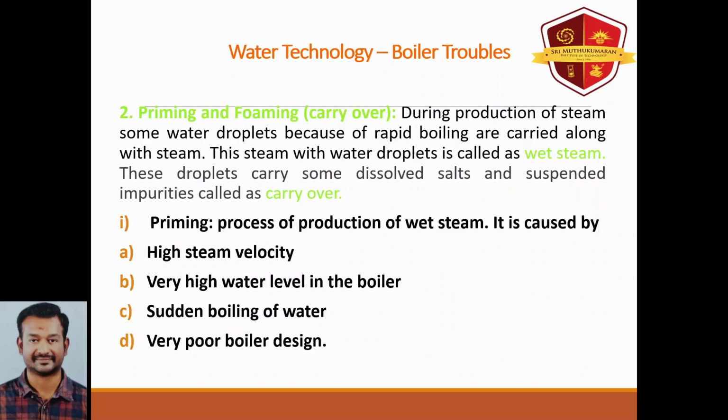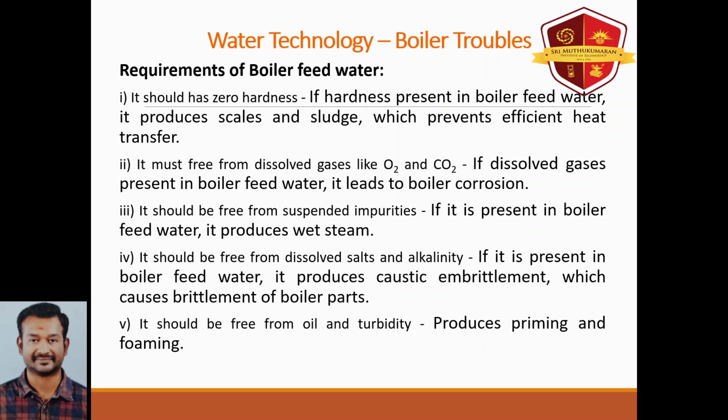Water technology boiler troubles: priming, foaming and carryover. During production of steam, some water droplets because of rapid boiling are carried along with the steam. This steam with water droplets is also called wet steam. These droplets carry some dissolved salts and suspended impurities, called carryover. Priming is the process of production of wet steam. It is caused by high steam velocity, very high water level in the boiler, sudden boiling of water, and very poor boiler design.